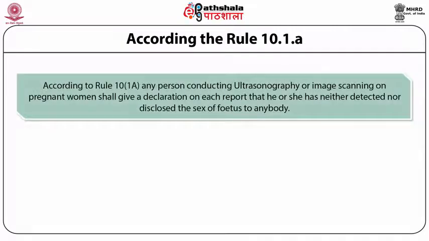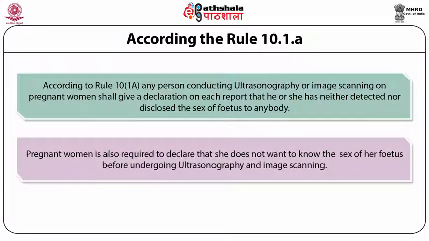According to Rule 10(1)(a), any person conducting ultrasonography or image scanning on pregnant women shall give a declaration on each report that he or she has neither detected nor disclosed the sex of the fetus to anybody. The pregnant woman is also required to declare that she does not want to know the sex of her fetus before undergoing ultrasonography and image scanning.